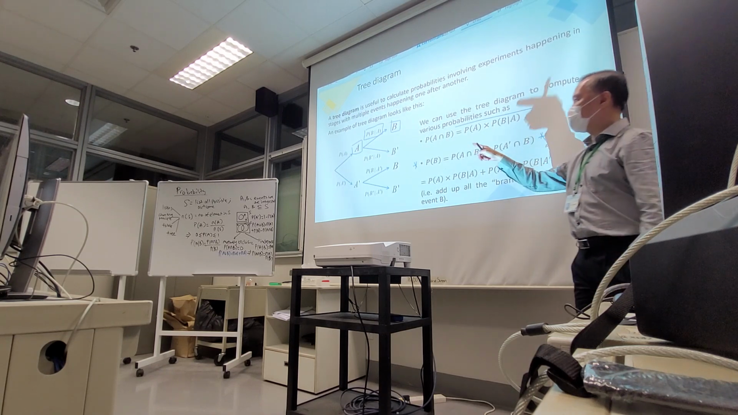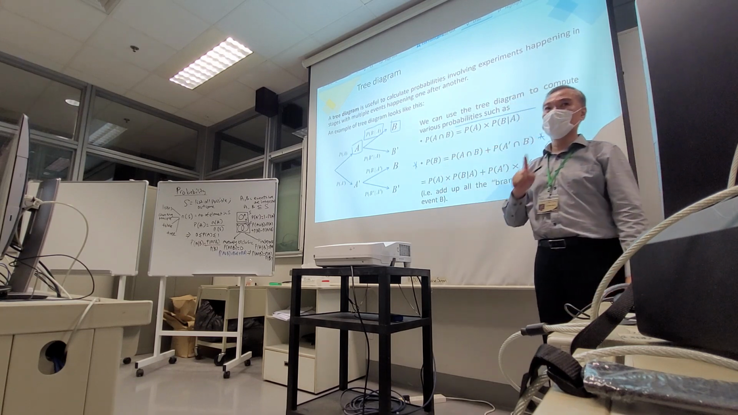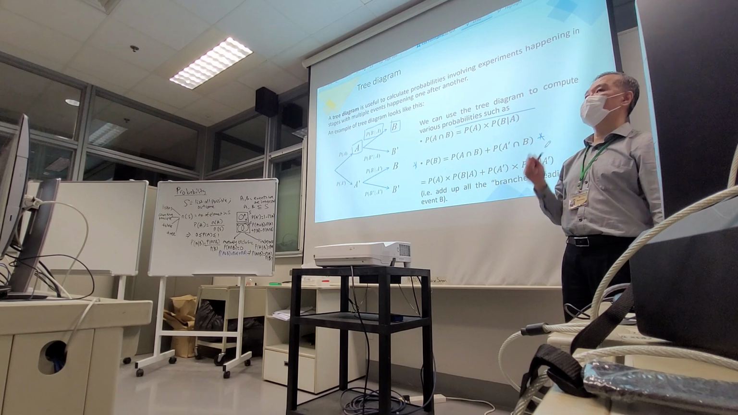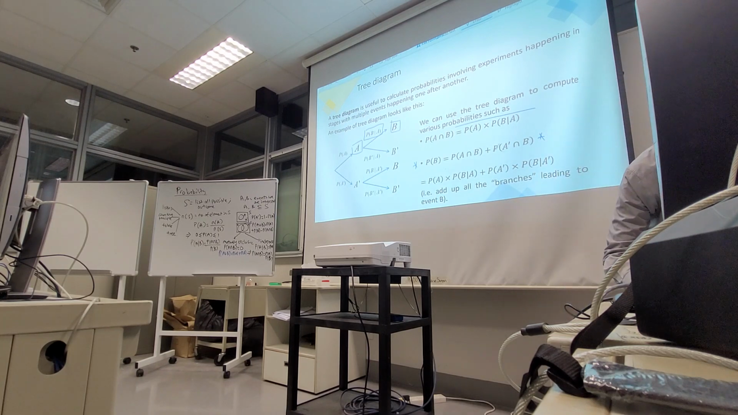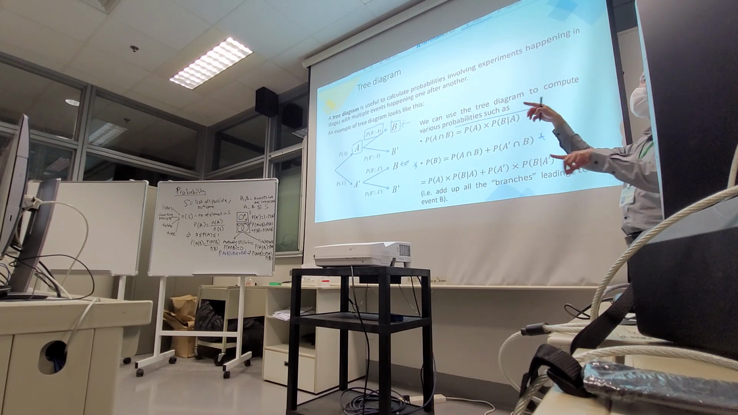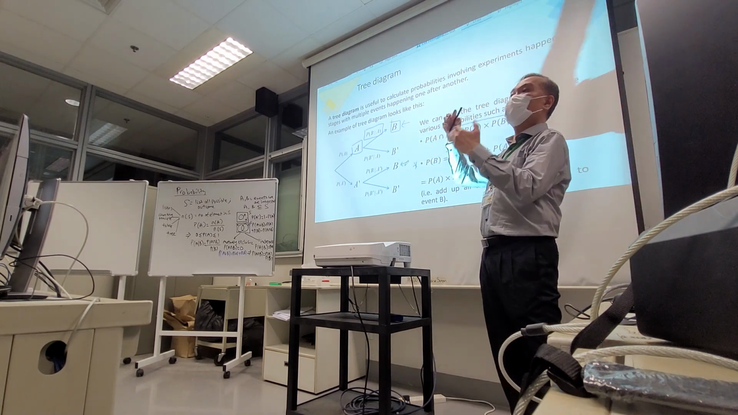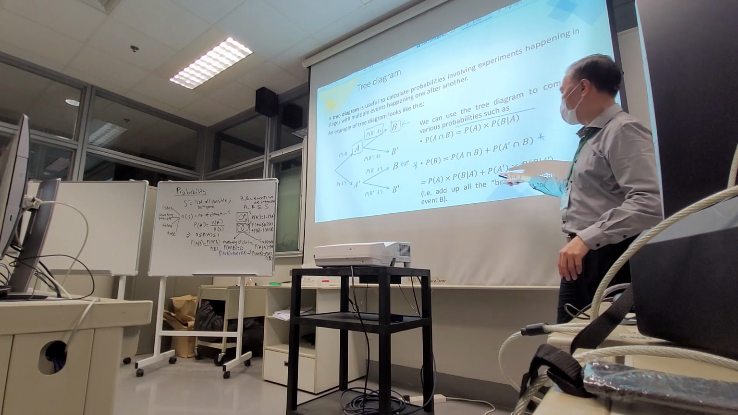If I draw a probability tree and you want to find the probability of B, you ask yourself where the probability of B comes from. You come by here. This is one path, and this is another path. Correct? And these two paths are exclusive. Either you follow that path or this path, they cannot both happen, right? So that's why you need to add them.